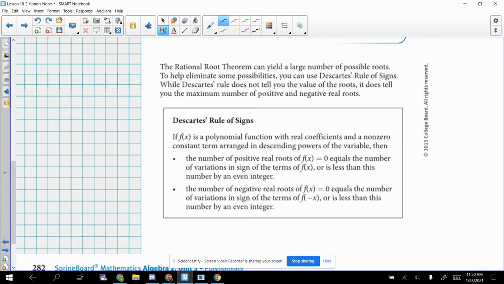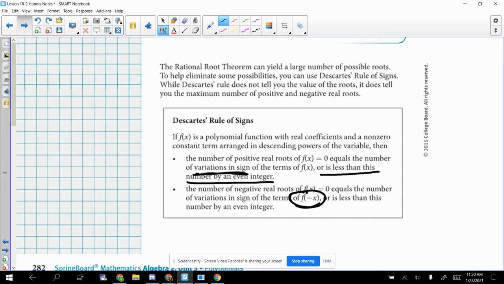Okay, so here's how you do Descartes' rule of signs. It says if f of x is a polynomial function with real coefficients and a non-zero constant term arranged in descending powers of the variable, so basically in standard form, then the number of positive real roots of f of x equals 0 equals the number of variations in sign, that's what we're focusing on, of the terms of f of x, or is less than this number by an even integer. So we're going to talk about that as well. The number of negative real roots of f of x equals 0 equals the number of variations in sign of the terms of f of negative x.